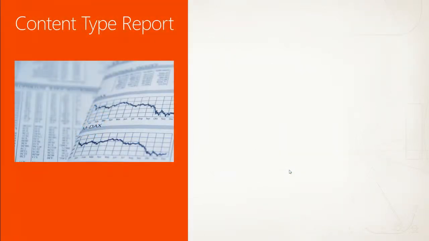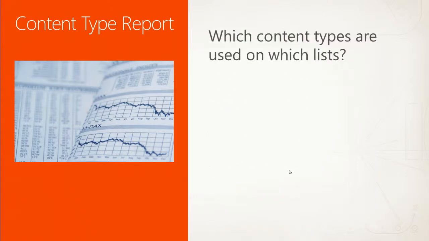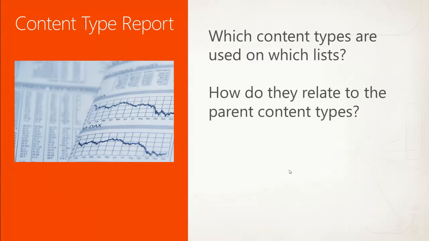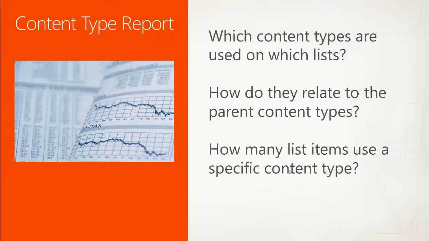So again, we've got another report that we're going to give you. There are 2 utilities. There's a content type report that we've created. What this report is going to help you understand is which content types are used on which lists. It's going to help you understand how they relate to the parent content types. And it's also going to tell you how many specific list items, how many instances of that content type, are being used. So I have a sales proposal. How many times has someone actually gone in and said, new sales proposal from the menu? Or how many times have they uploaded a document and attached that content type? So how many instances of that content type are actually being used in a list or library?